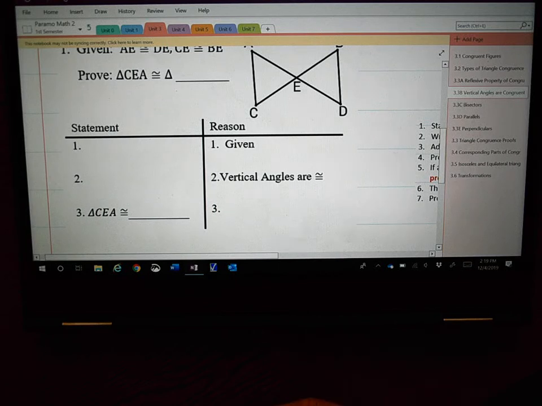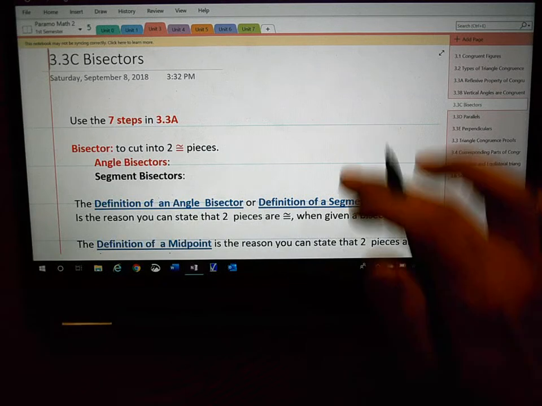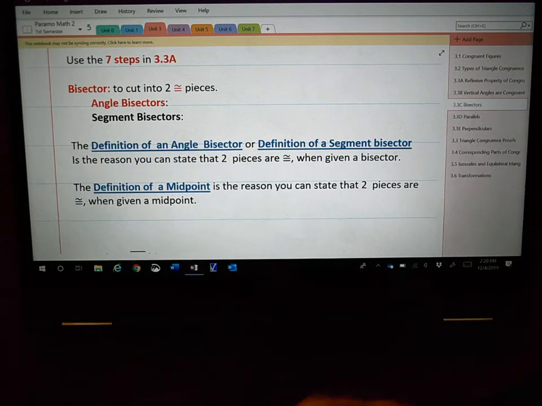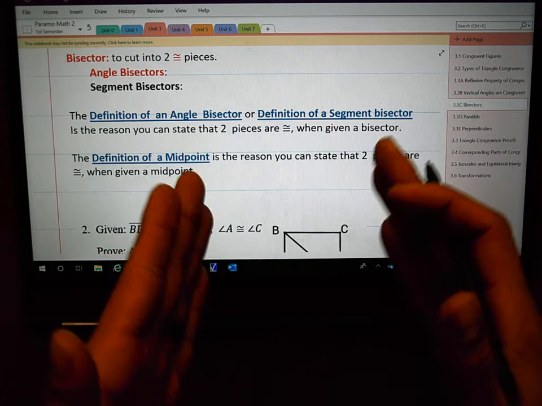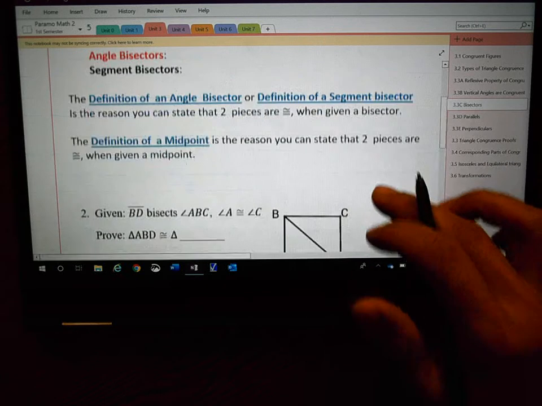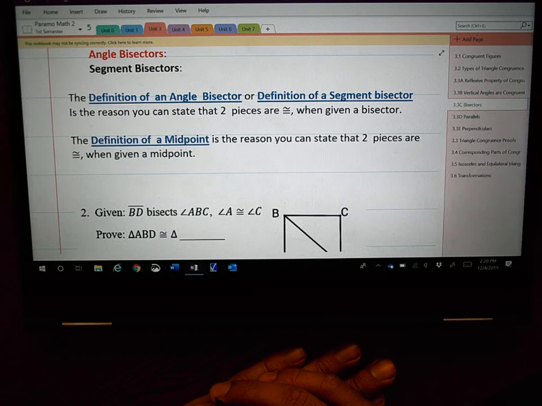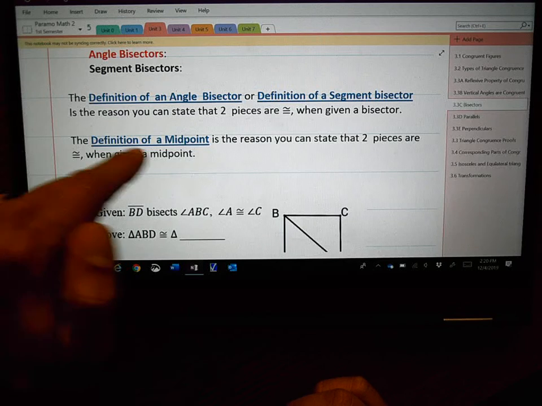That's the big idea. We threw in a couple other words, bisectors. There were angle bisectors and segment bisectors. If you figured out what an angle bisector or a segment bisector is, you could use it to prove that 2 pieces were congruent. That would help you choosing which one you were using. You can also use the definition.